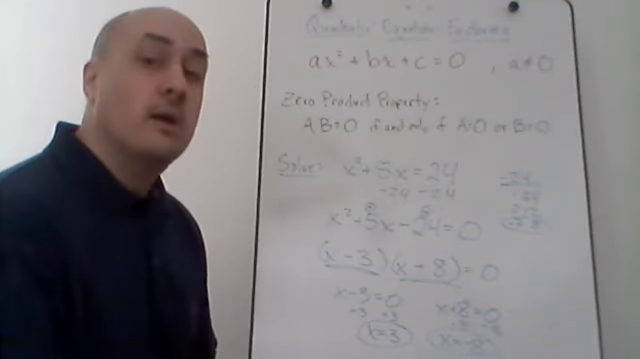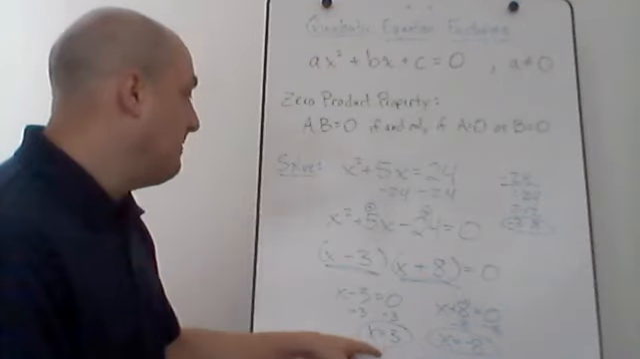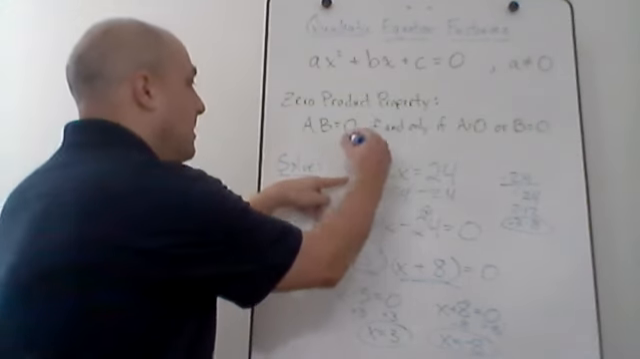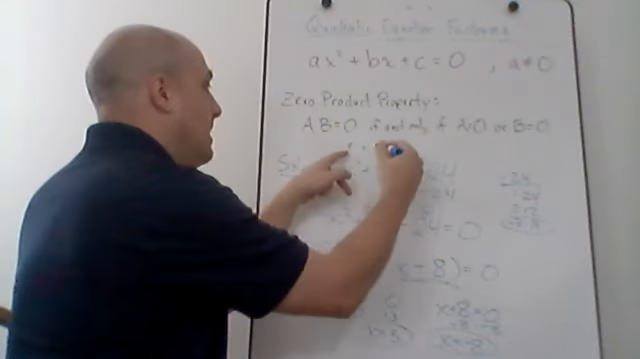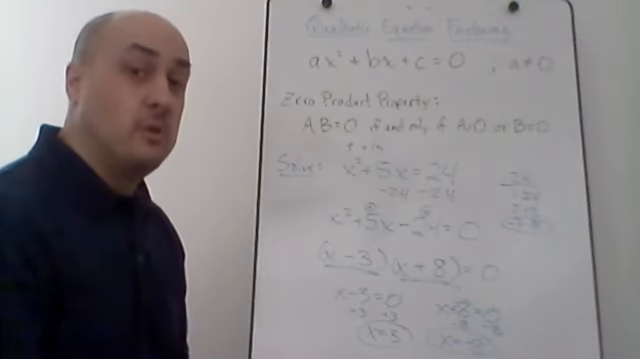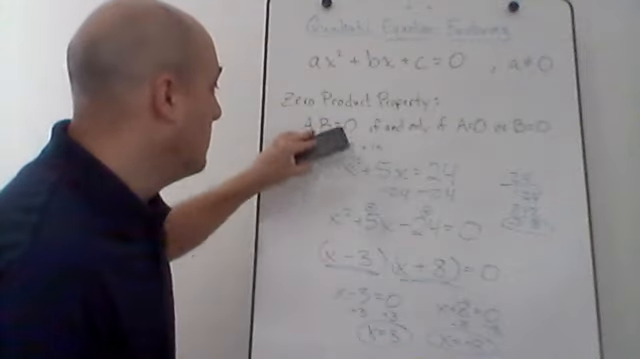And just like with any other type of equation, if I plug in x equals 3, that's going to give me 3 squared is 9, plus 5 times 3 is going to be 15, and 9 plus 15 does equal 24, so x equals 3 is a good solution.